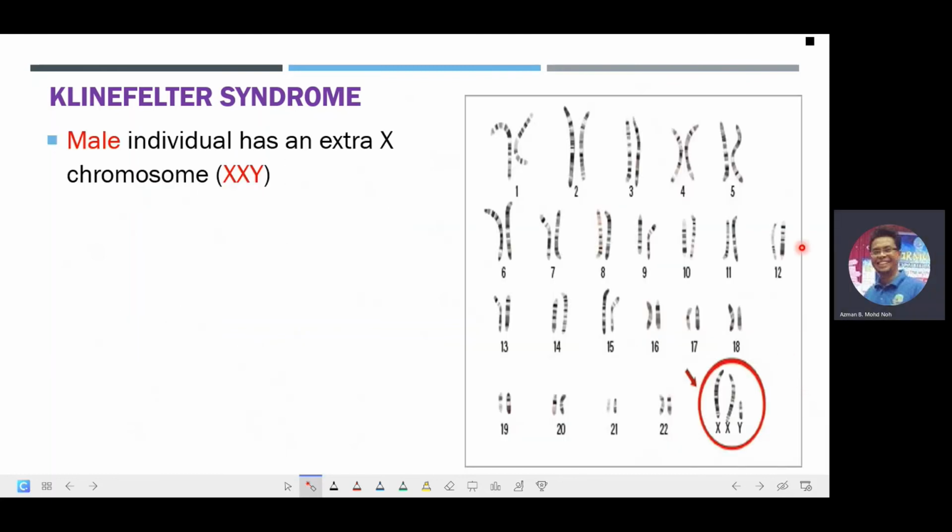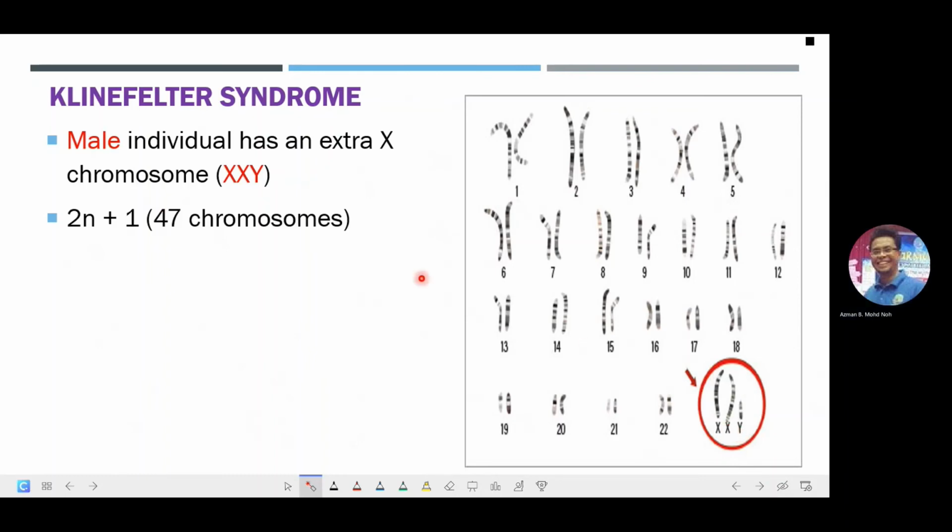So, if we look at the karyotype of an individual having Klinefelter syndrome, we will be able to see that all the types of chromosomes have 2 copies, except for the sex chromosomes, of which there are 3 copies: the X, X, and also the Y chromosomes. And so the total number of chromosomes for this Klinefelter individual will be 47. We can say that this individual is showing a case of trisomy, 2n+1.